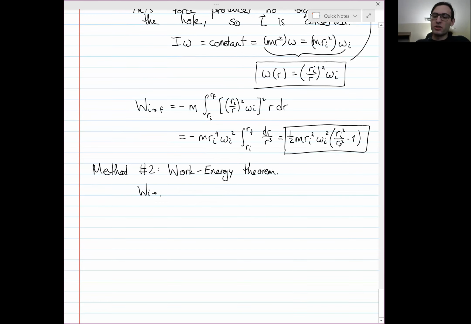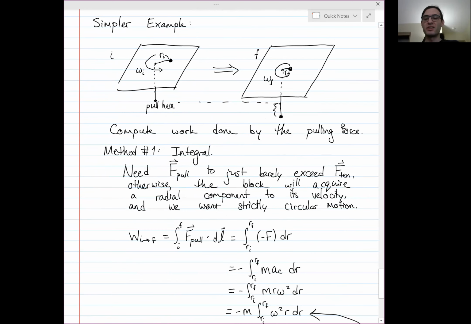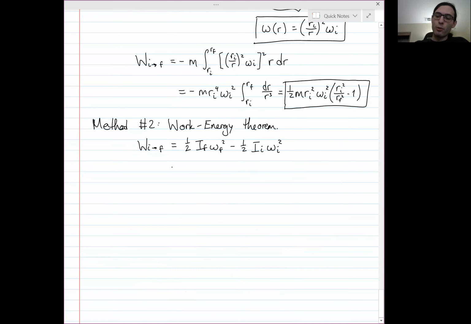So the work energy theorem is just that the work done is 1/2, there's only rotational kinetic energy here, I_F omega_F squared minus 1/2 I_I omega_I squared. Remember that this is the moment of inertia in the final configuration, and this is the angular velocity in the final configuration. The moment of inertia is different because the distance the mass is from the center changes, and that affects the moment of inertia. Similarly, the angular velocity also changes. But we already have a formula for omega as a function of r.